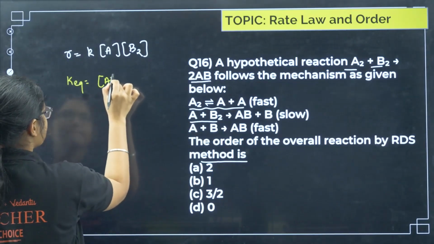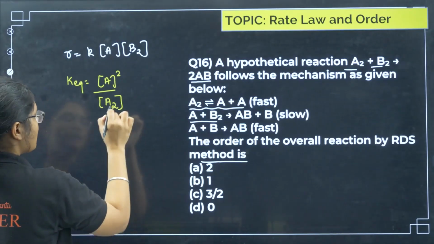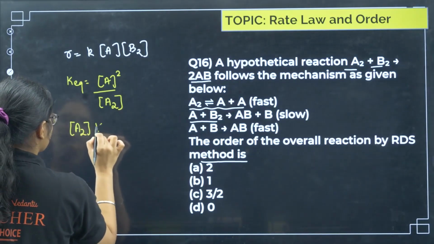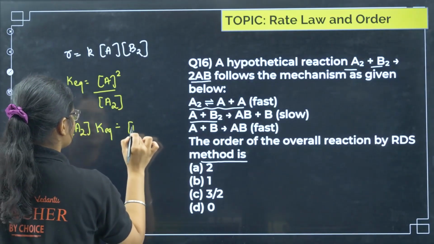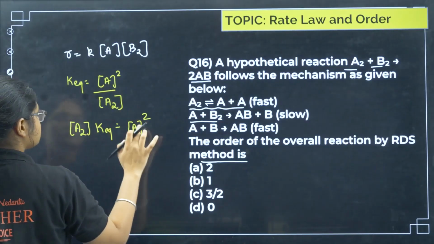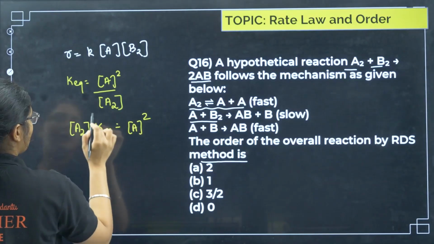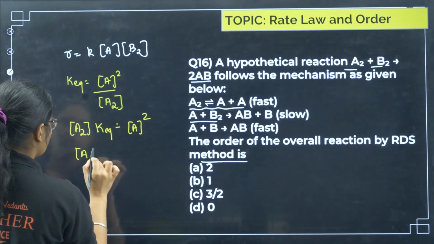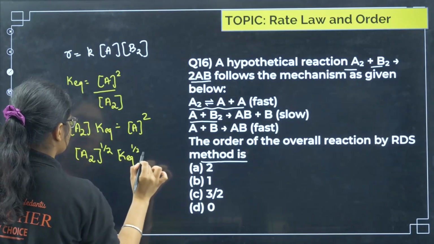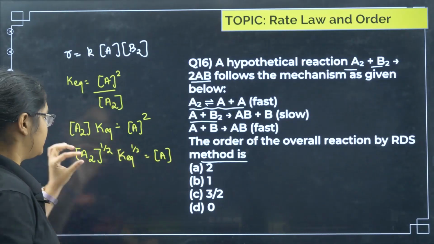A square divided by A2. Now I can multiply: A2 into K equilibrium is equal to A square. I have taken the root of this, so I can write A2 to the half and K equilibrium to the half is equal to A. That is the actual value of A in terms of A2.